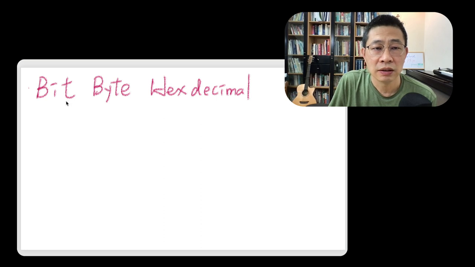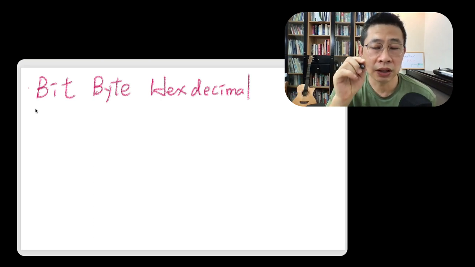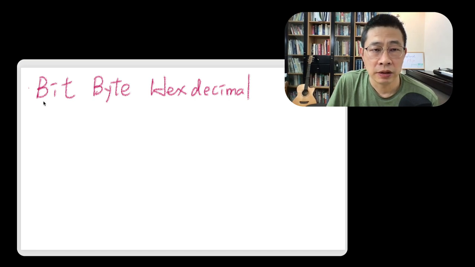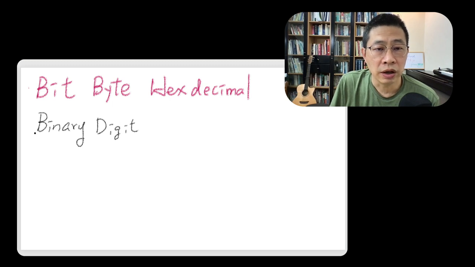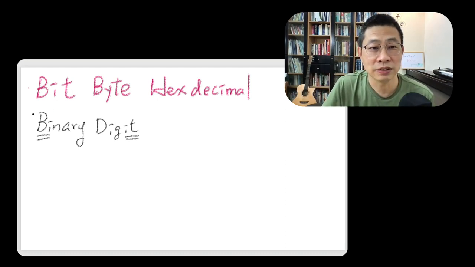A bit is the small tiny location in a computer which can store binary data, okay? Just one binary. You can consider it a binary digit, okay? Let me write it down here. Binary digit. If you look at these two words, and you concatenate them, they become bit, okay, interesting.